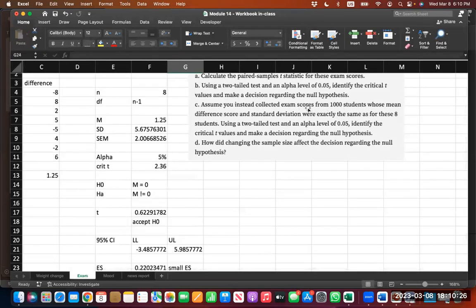If we were using a two-tailed alpha level critical t, assume you instead collected exam scores of 1,000 students whose mean difference scores and standard deviation were exactly the same as for these 8 students, using a two-tailed test and alpha level of 0.05. Identify the critical t values and make a decision regarding the null hypothesis.